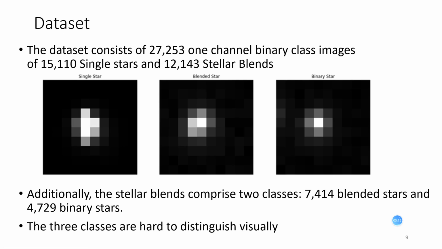So this will be our dataset. The dataset consists of more than 27,000 one-channel images of more than 15,000 single stars and more than 12,000 stellar blends. Additionally, the stellar blends comprise two classes, more than 7,000 blended stars and more than 4,000 binary stars. So it could be a binary classification problem, or it could be a multi-class classification problem. And you can see that the three classes are hard to distinguish visually.